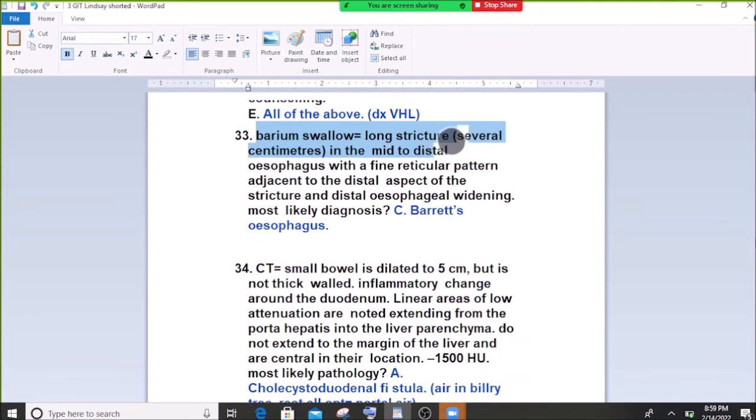Question 33. Barium swallow shows a long stricture, several centimeters in the mid to distal esophagus, with a fine reticular pattern adjacent to the distal aspect of the stricture and a distal esophageal widening. Most likely diagnosis: Barrett esophagus.